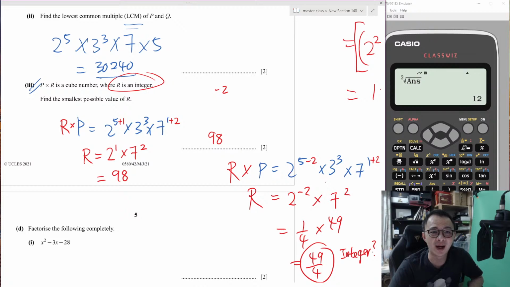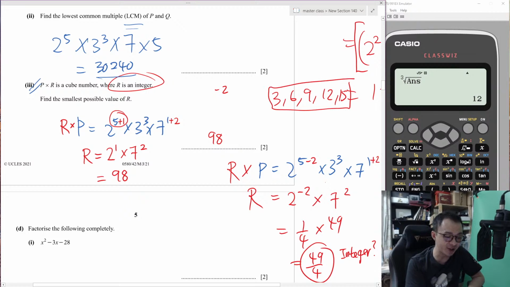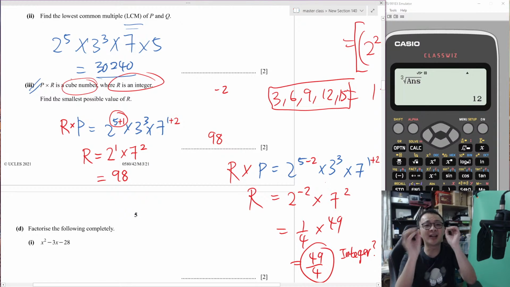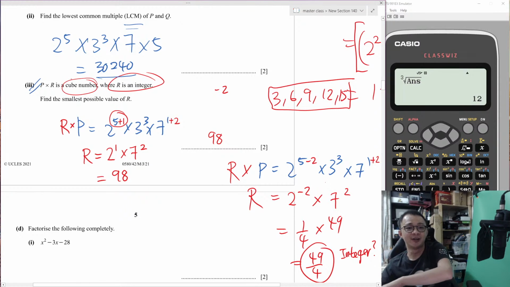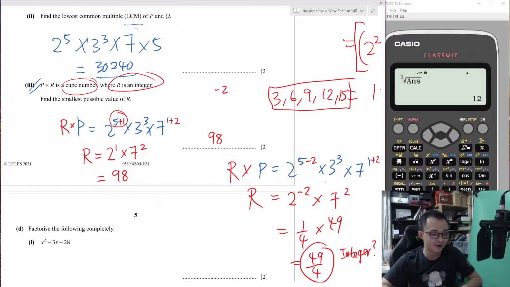Why did you add 1 to the 5 here? Okay, because I want to make the power a multiple of 3. It can be either 3, 6, 9, 12, 15. I want to get all these numbers because the question says it is a cube number. Cube number means all the prime powers must be multiples of 3. So if it's a square number, it means all the powers must be even numbers. Okay? So yes. Any more questions?